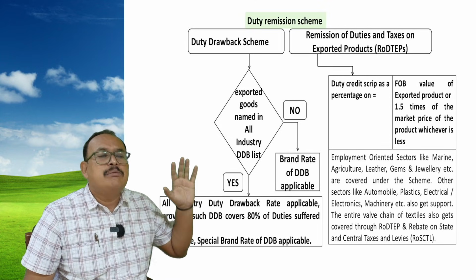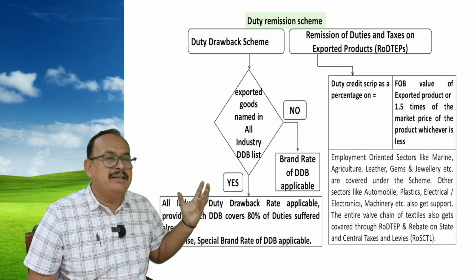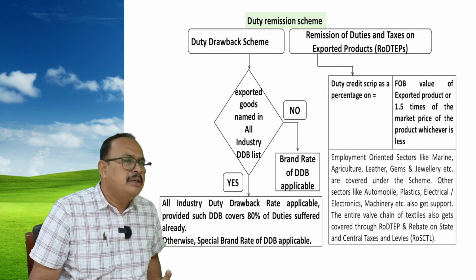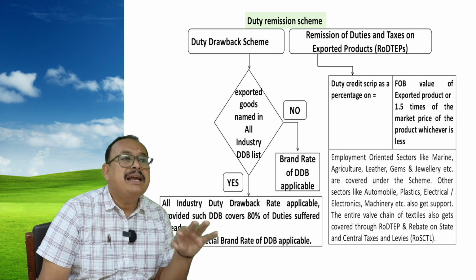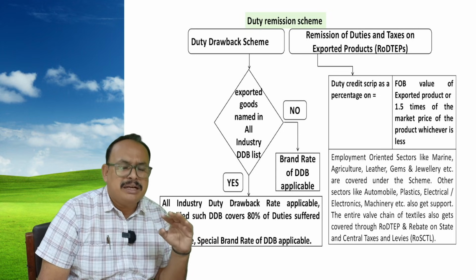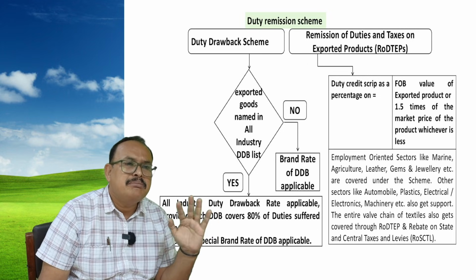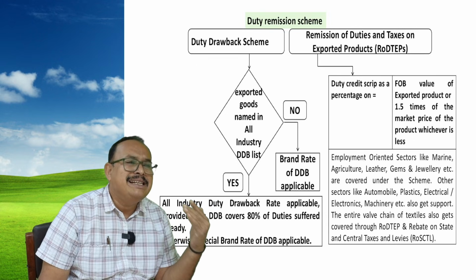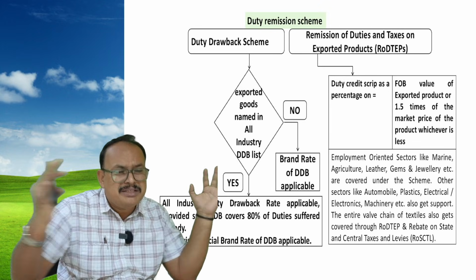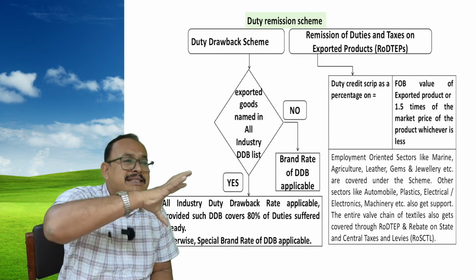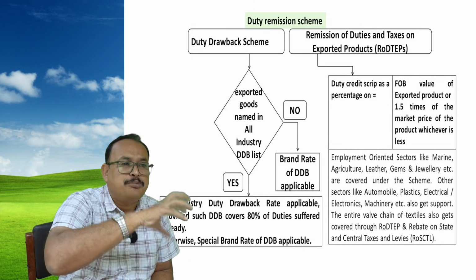RODTEP, namely remission of duties and taxes on exported products. What is this? It is of a very unique nature. Be careful, listen. Earlier we had MEIS, Merchandise Exports from India Scheme, and SEIS, Services Exports from India Scheme. These two are merged into one basket. Now we named it as RODTEP, remission of duties and taxes on exported products.